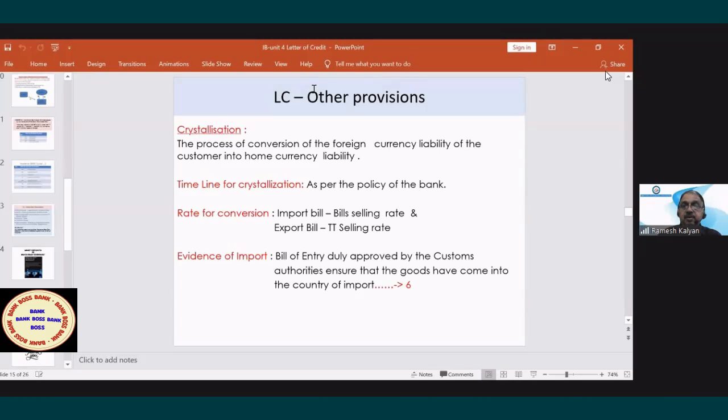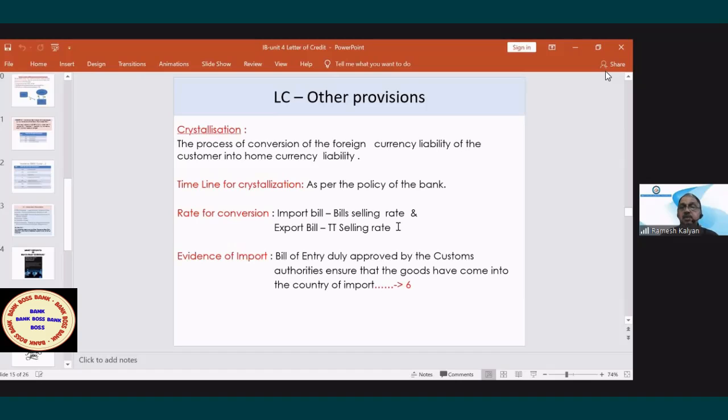Sir, export bill, TT buying rate comes, sir? Export bill TT buying rate. No, this is a very good question you are asking. When you are purchasing the bill, what rate do you apply? When you are negotiating an export bill, what is the rate you apply? It is a bill, so it is a bill. So you would have applied the bill buying rate.